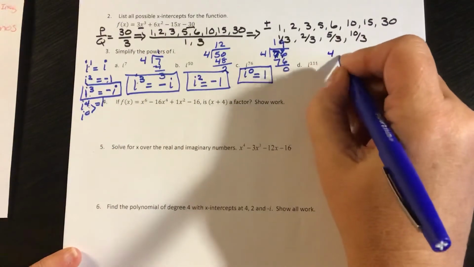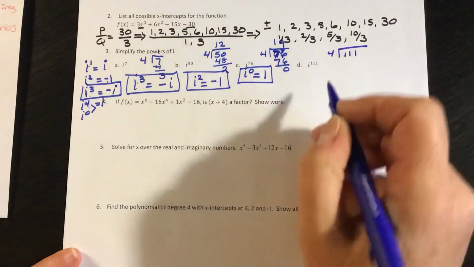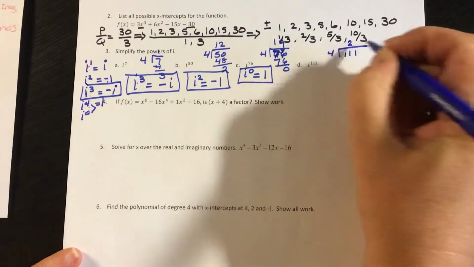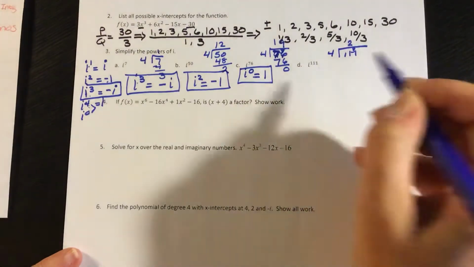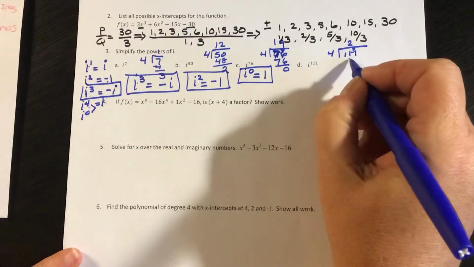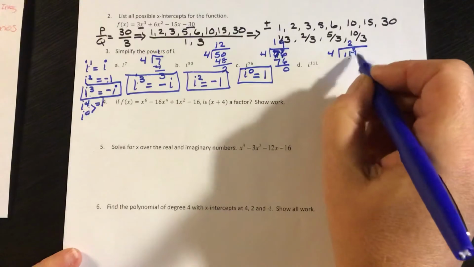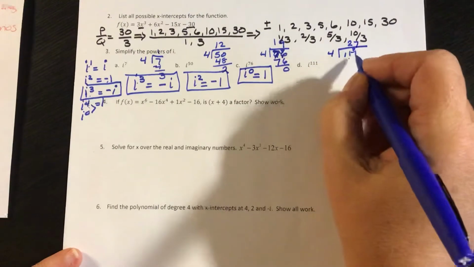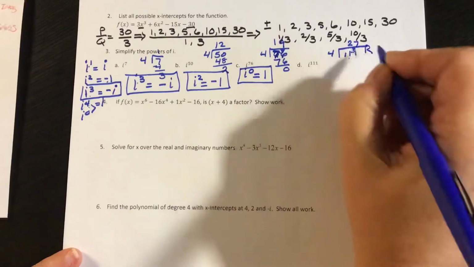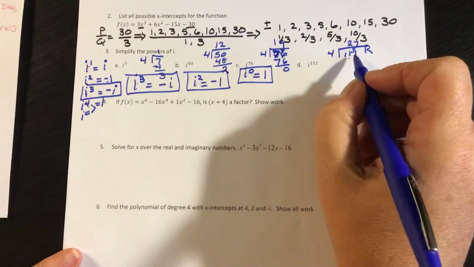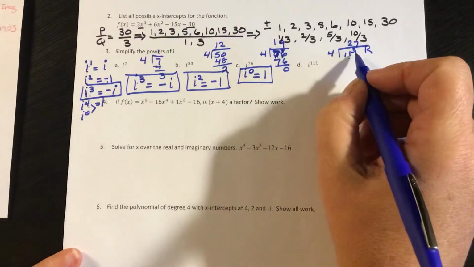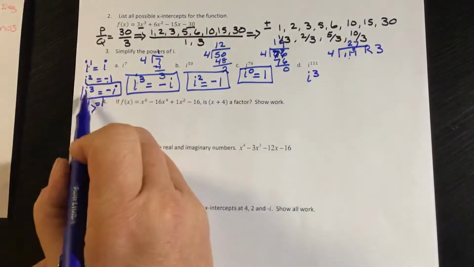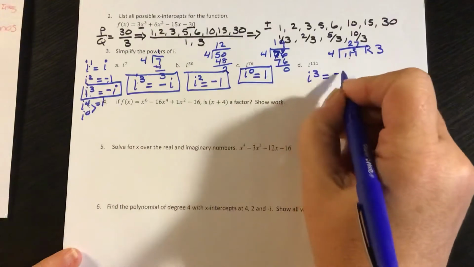If I divide 4 into 111, 4 goes into 11 2 times, remainder 3. And that would be 4 times 2 is 8, remainder 3. 4 goes into 31 7 times, 7 times 4 is 28, so that would be remainder 3. And i to the third power is -i.